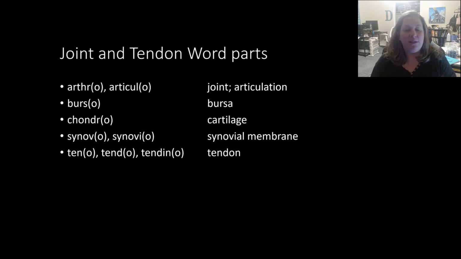So when we're talking about joints, there's going to be some word parts that come into play. So we have arthro or articulo, which is for joint. Bursa is the fluid-filled sacs we talked about. Chondro is the cartilage. So anytime you see chondro, it's talking about cartilage. Synove or synovial is the synovial membrane, which is that capsule that allows for fluid to be in there to lubricate the joints. And then tendo, and tendon is going to be for talking about those different tendons that connect muscle to bone.